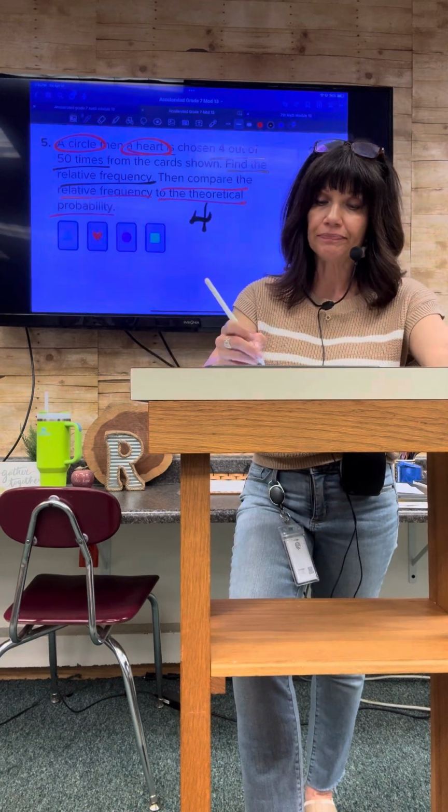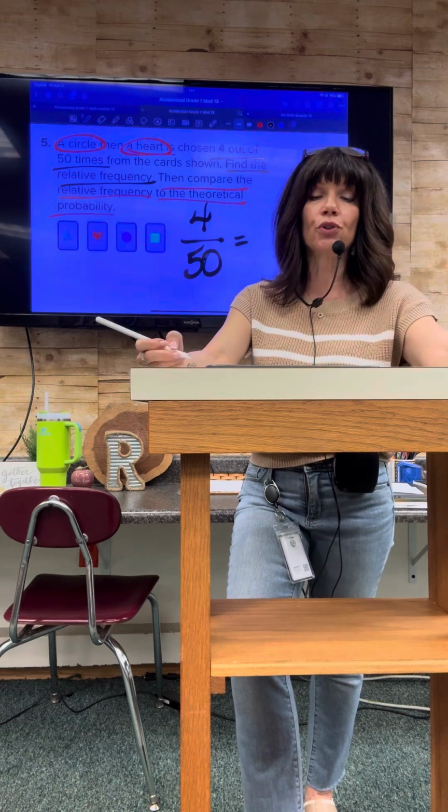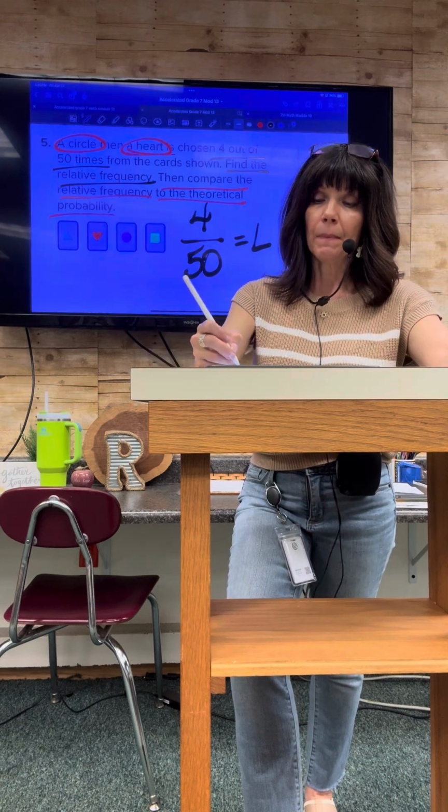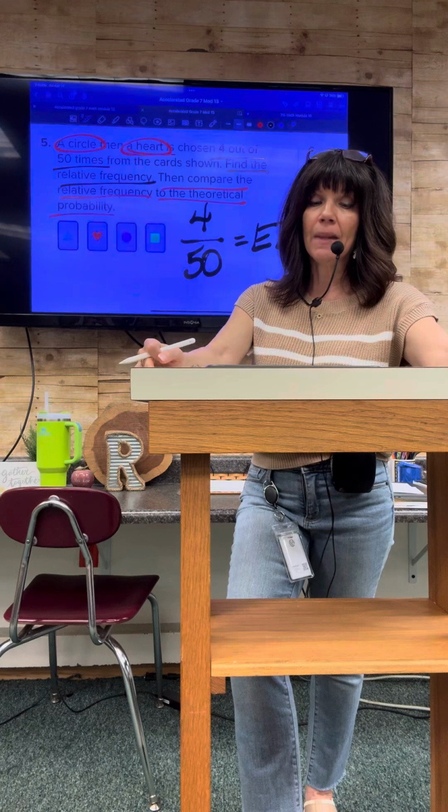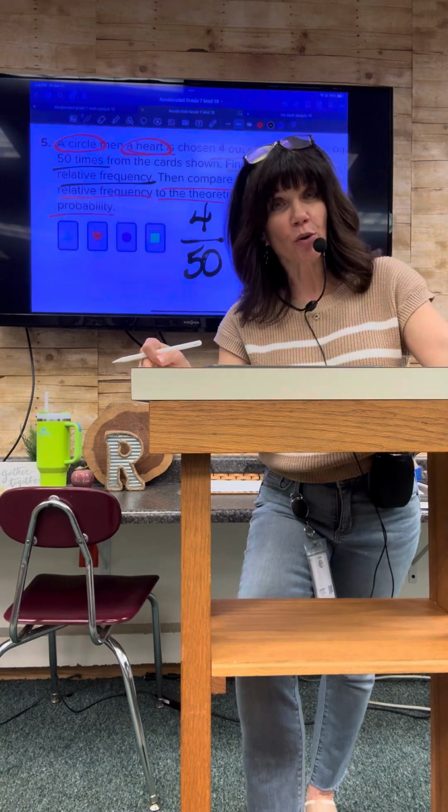Number 5, a circle then a heart is chosen 4 out of 50 times from the cards shown. Find the relative frequency. When they say relative frequency, they mean the experimental probability. Then compare the relative frequency to the theoretical probability. All right, let's find the relative frequency. How many times do they choose first a circle, then a heart? 4 out of 50. Class, write 4 out of 50. And that is equal to your what probability? EP, experimental probability.